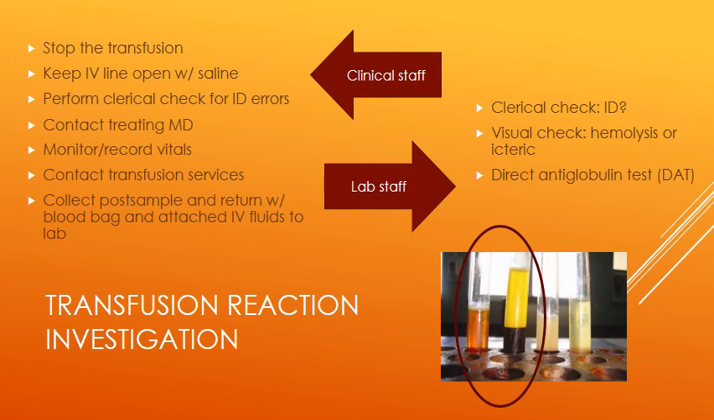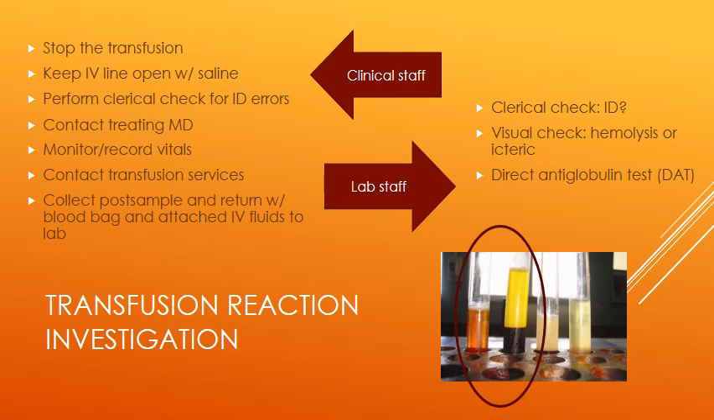And the first thing that you're going to do is perform a clerical check for ID errors. Okay, so this is all the stuff that the clinical staff is doing. They have to contact the treating physician and monitor, obviously, the patient vitals. Make sure you're watching the temperature, blood pressure, pulse, all that stuff. We also want them to collect samples. Obviously not from the same exact site, but we want post-transfusion samples, and you're going to return that with the bag and the attached IV fluids to the laboratory.